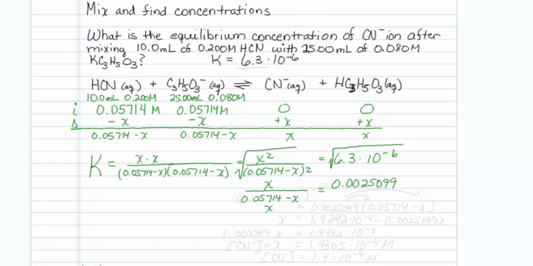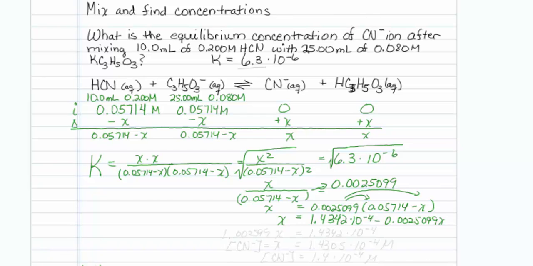Alright, now it's time to group my x's and solve for them. I have x here, and I'm going to move this quantity over here. That will be equal to 0.0025099 times 0.05714 minus x, which when I multiply that in is 1.4342 times 10 to the minus 4 for this amount, and a negative 0.0025099x, and that is equal to x.